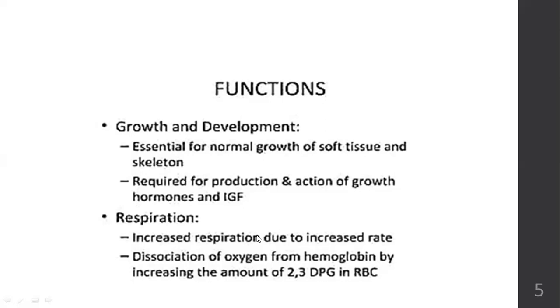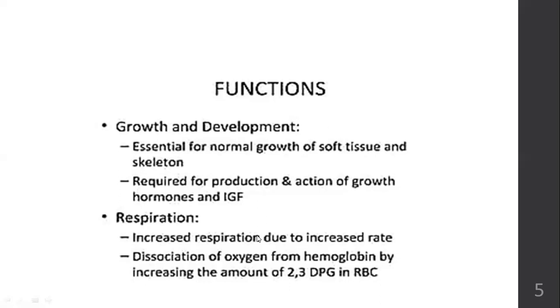Respiration, increased respiration, and the more you respire, the more oxygen you have in your body. Dissociation of oxygen from hemoglobin by increasing the amount of 2,3-DPG in RBC. RBC is your red blood cell, okay, which has hemoglobin, and hemoglobin is supposed to carry oxygen to the tissues. Okay, and the way oxygen should dissociate from the hemoglobin so that tissues can use it, cells can use it. Okay, for this, thyroid hormone is required.